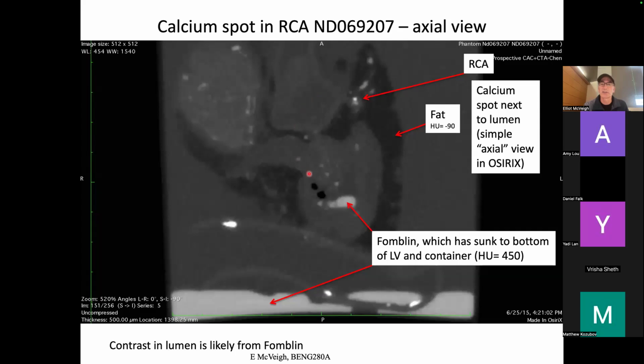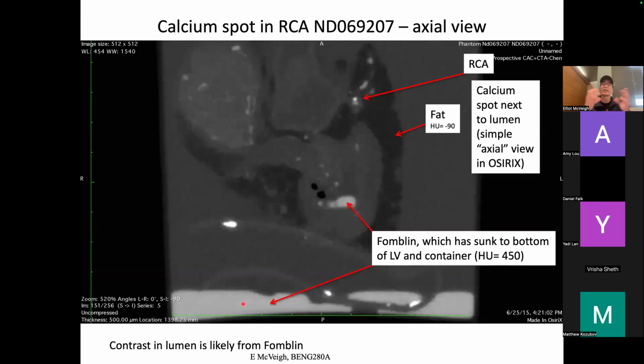So this is an interesting phantom. We're going to look at the effect of spot size with this, and also the effect of just resolution of a human-sized scanner versus what's actually there. So it's a human heart in a jar. In the jar is this stuff called formalin, which is a preservative.